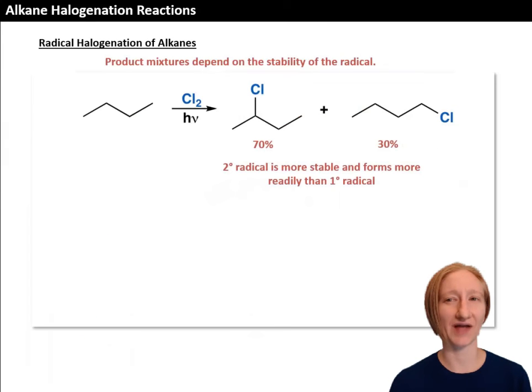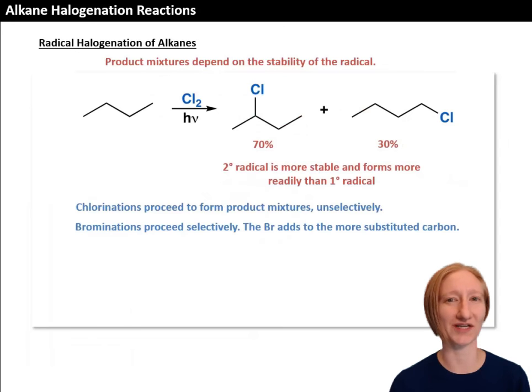So now coming back to the radical chlorination reaction, the secondary alkyl chloride is formed preferentially over the primary alkyl chloride in a ratio of 70:30, or 7:3. And that's because the secondary radical is more stable than the primary radical. So the secondary radical forms in greater amounts, leading to the preferential formation of the secondary alkyl halide. And this trend will hold for all chlorination reactions. A radical chlorination will form product mixtures unselectively, with the product ratios based on the stability of the radical intermediates.